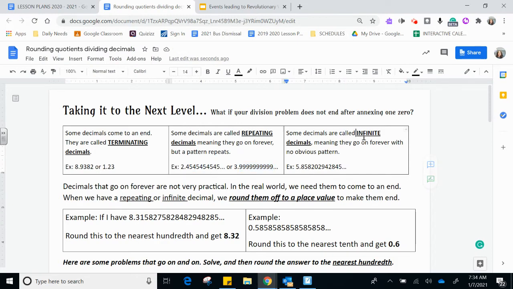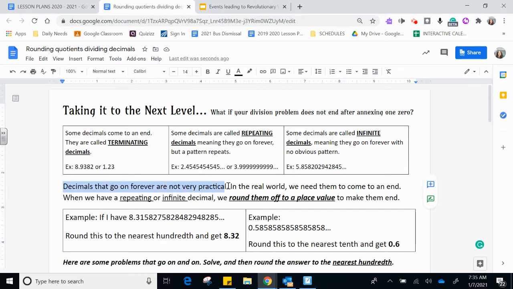And then there are decimals called infinite decimals. Infinite means they go on forever, like repeating decimals do, but there's no pattern to it. It's just random. You see these three dots here. These are called ellipses, and that means go on forever. That's what that means. Like it would keep going.